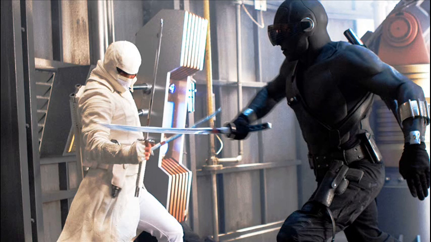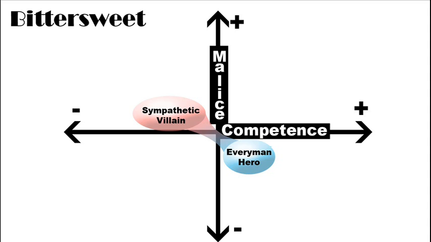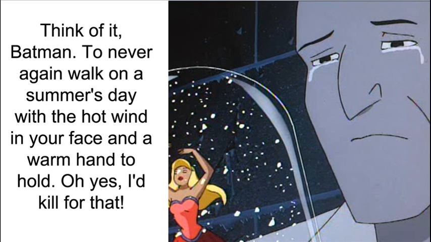If we lower the malice difference but keep the competence differential about the same, you end up with a sympathetic villain versus an everyman hero. And this sort of defines a bittersweet vector. Here, the hero does win, but at the same time, we feel for the villain because there's not much difference between the villain and the hero.